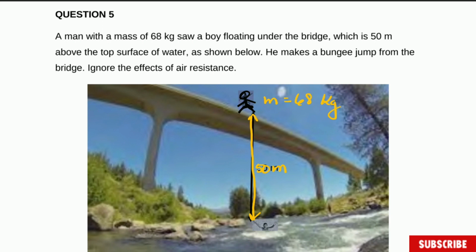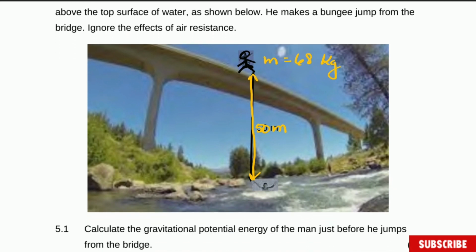So the height from the bridge to the water here is going to be 50 meters, and there is a boy in the water. He makes a bungee jump from the bridge. Ignore the effect of air friction. And here in the water, you can see that is a boy struggling to get out of the water. So the boy is there. You can see the hands up there within the water.